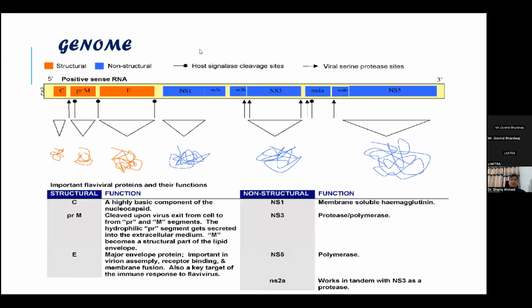This is a pictorial diagram of the genome of the virus. You can see the orange parts are the structural proteins of the virus, which include C, prM, and E. The blue parts are the non-structural proteins, known as NS1, NS2A, NS3, NS5, etc. In this, the NS1 antigen is very important, which helps in the diagnosis of the virus as it is secreted in the blood or serum during the viral infection.